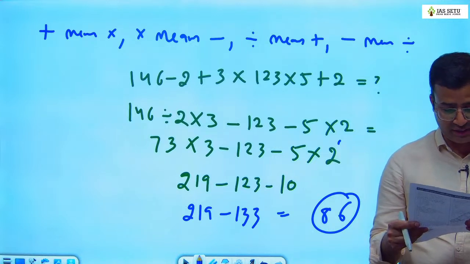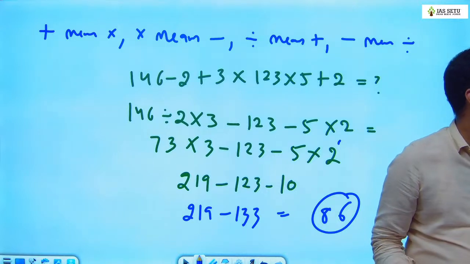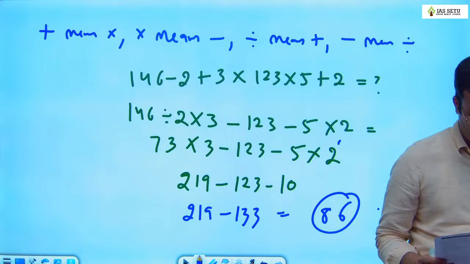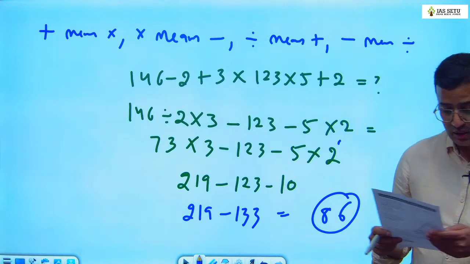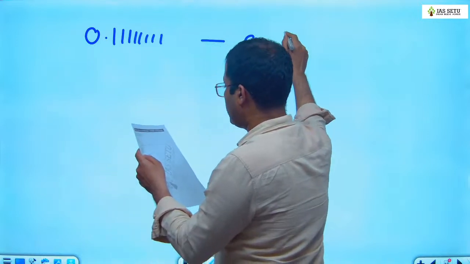16, 17, 18, 19, 20. Question number 17 is 0.111111 minus 0.08.